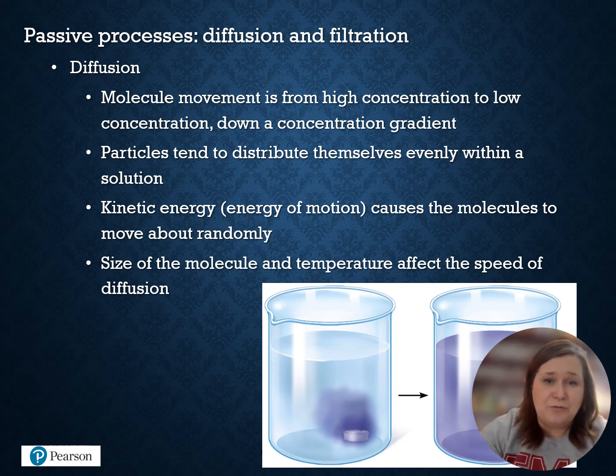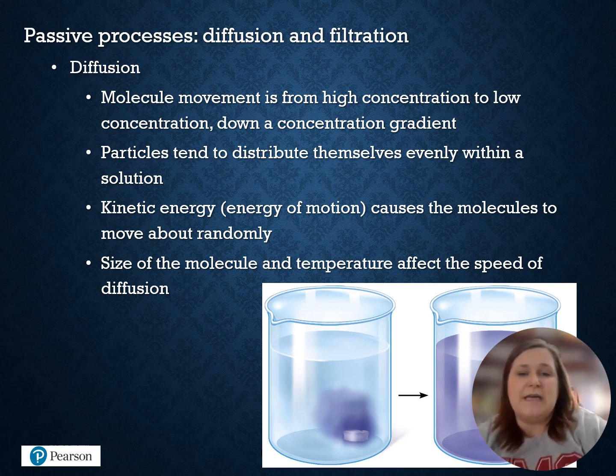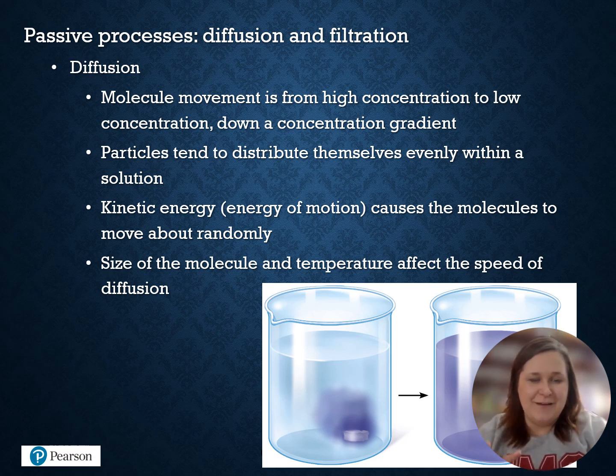In diffusion, molecule movement is going to be from high concentration to low concentration, and it's going to move down that concentration gradient. Particles are going to tend to distribute themselves evenly within a solution because the kinetic energy, which is our energy in motion, right? It is going to cause the molecules to move about randomly. And they all want to have their own little area where they have as much space as possible. And so that causes them to kind of repel each other until they reach the state of uniformity. The size of the molecule and the temperature are going to drastically impact the speed of diffusion.